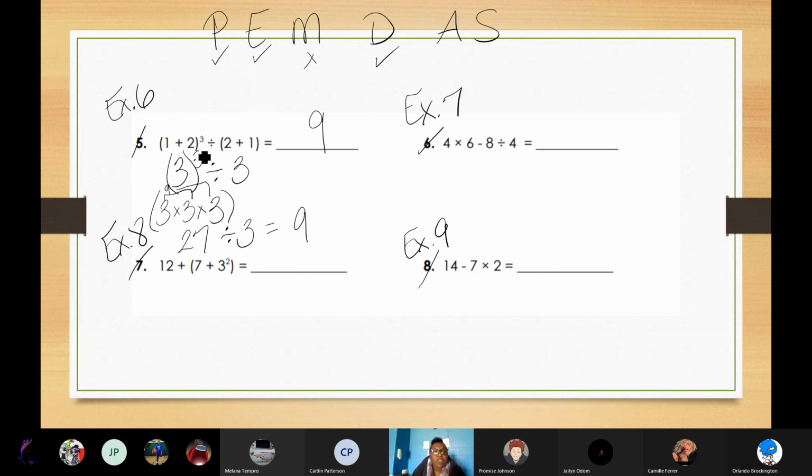Can someone answer this question for me? Why did I work in this parentheses first before I worked in this one? What direction must I move in? Left to right. I have to go from left to right. Any questions here?